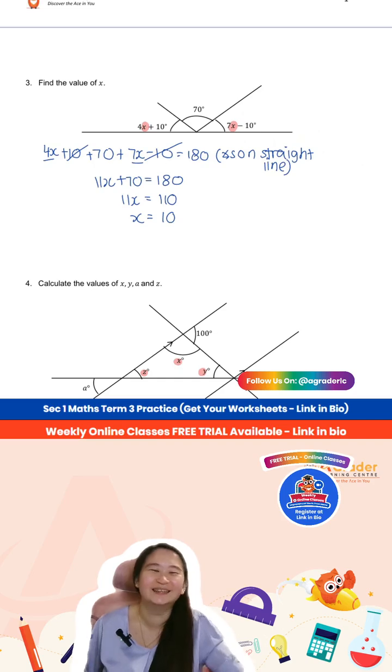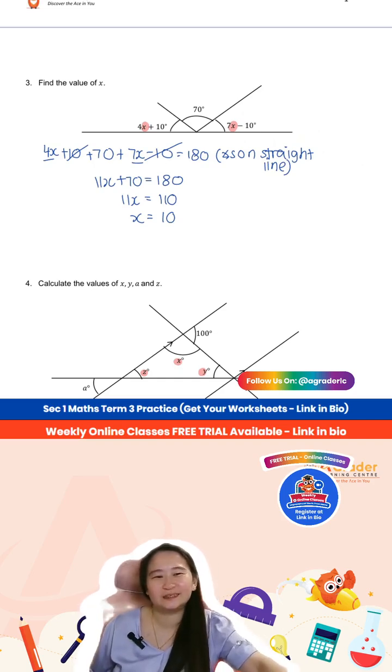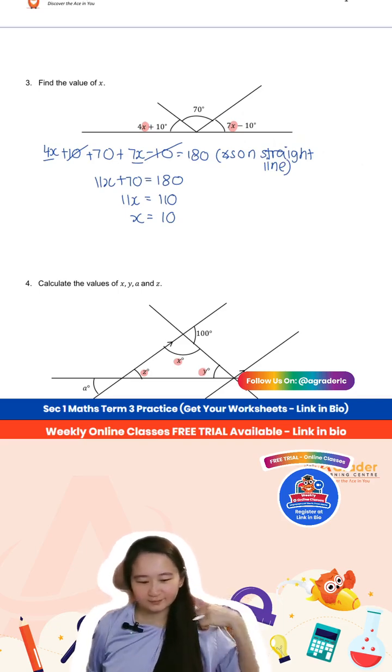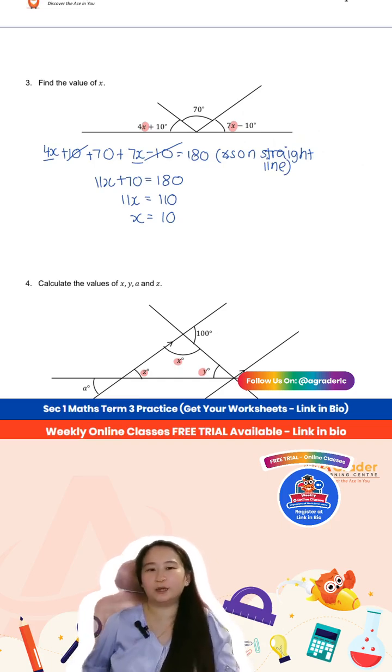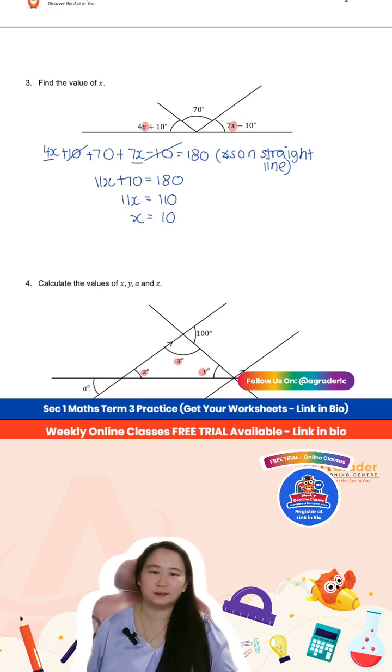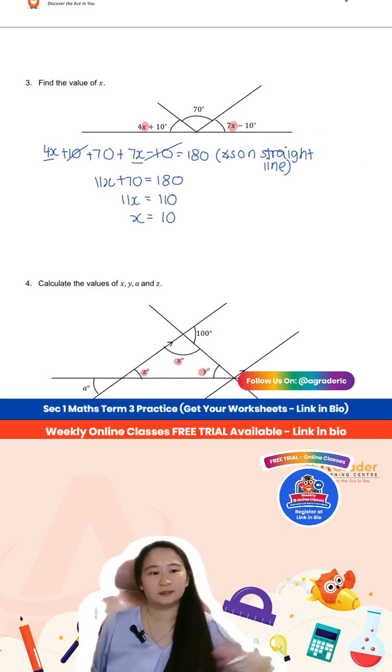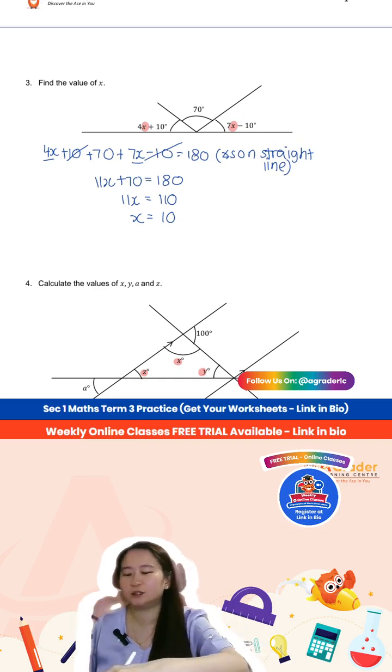Yes. Yeah, your primary 6 knowledge is very useful. Actually, for Sec 1 math, they are quite related to primary math. Maybe they just add a little bit more things. They focus more on algebra, I would say. They're trying to remove the model part. So there's quite a bit of transition here.